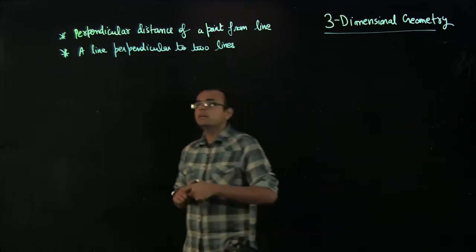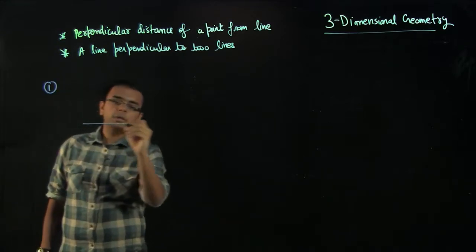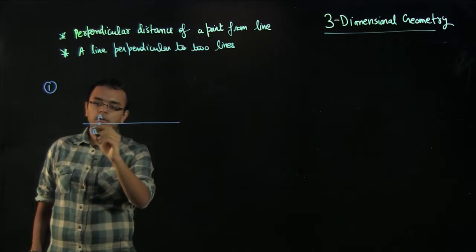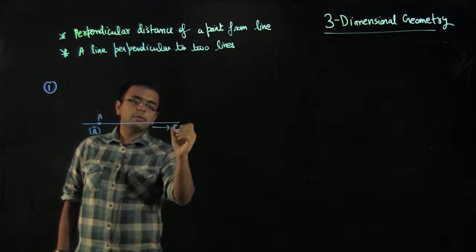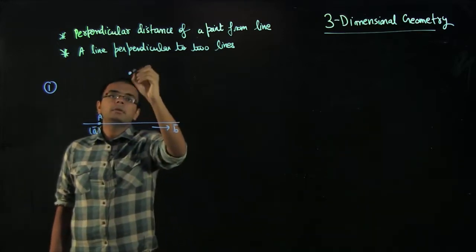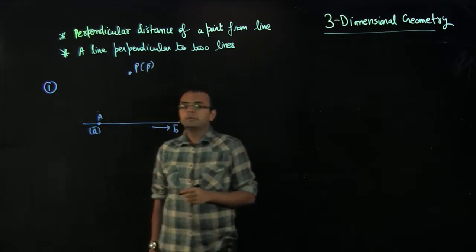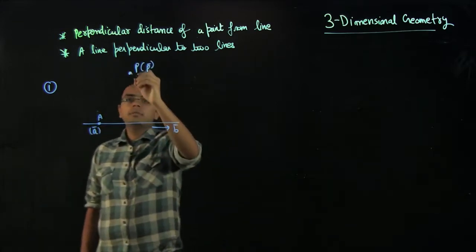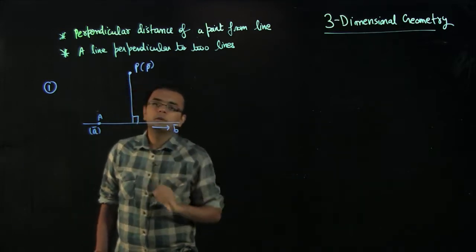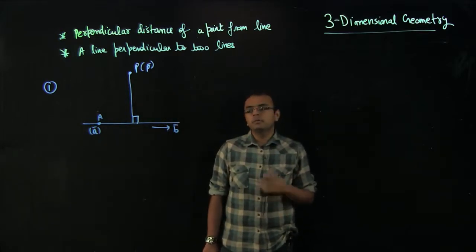So let us start by finding the perpendicular distance of a point from a line. The first topic we will be doing is that we have a line, we have been given, let us say, a point A, that is A vector, we have been given B vector which is a parallel vector, and we have been given a point P, let us call it P vector, and we have been asked to find the perpendicular distance of the point from the line. You may recall this type of problem in 2D in straight lines, but now we have 3-dimensional geometry. So how will we solve this problem?